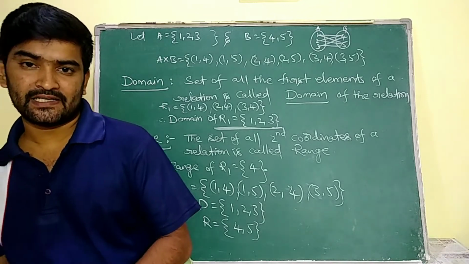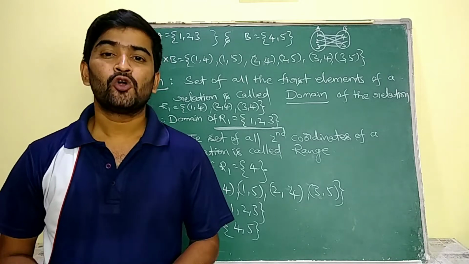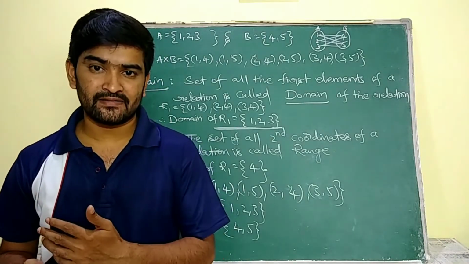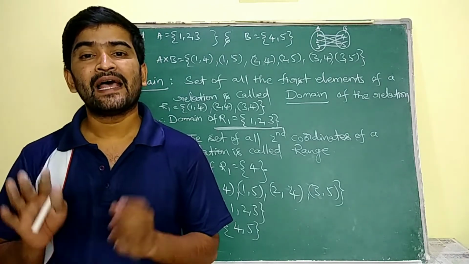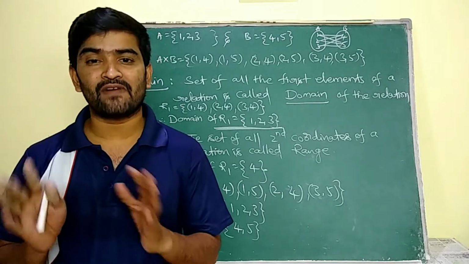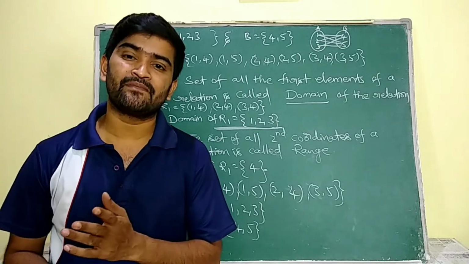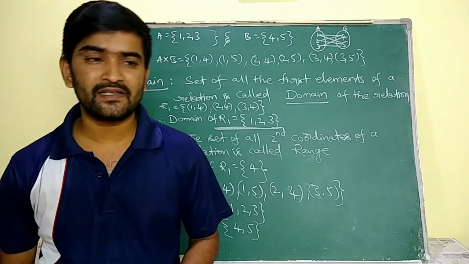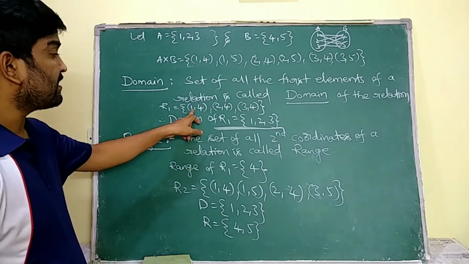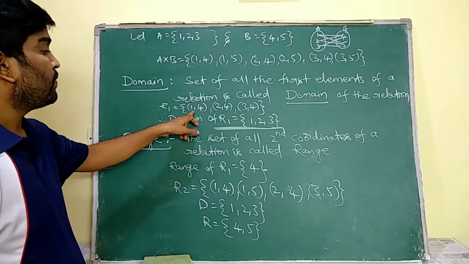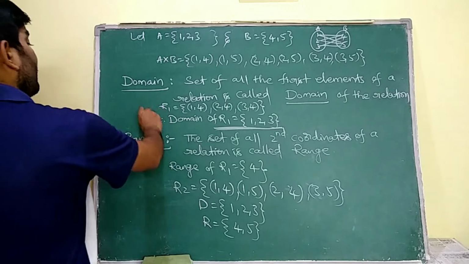I hope you understand. Function means a special relation. The speciality is that if no two ordered pairs of the relation have the same first coordinate, then that relation is known as a function. If the first coordinates of any two ordered pairs are the same, then that relation is not a function. Let us see. Here the first coordinates of this relation are 1, 2, 3. There is no repeated first coordinate, so this relation is a function.